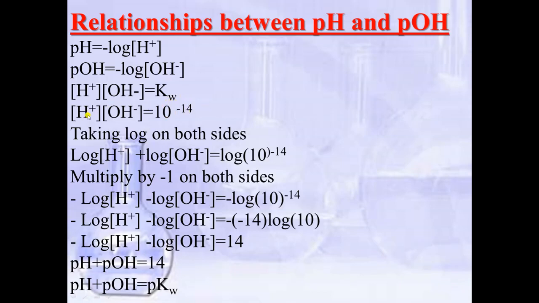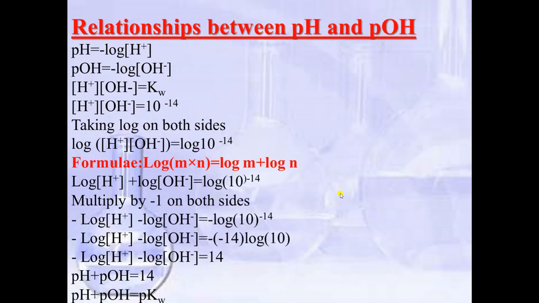Now in this equation we will take log on both sides. So this equation will become log of H positive plus log of OH negative is equal to log of 10 to the power minus 14. Here we have applied the formula log m into n. When you take log on both sides, you write it this way. Now log of m into n is equal to log m plus log n. So here we apply the formula and write log H positive plus log OH negative. And this is log m to the power n.